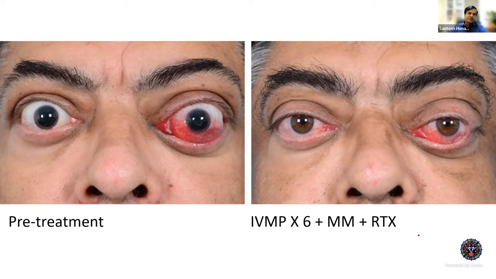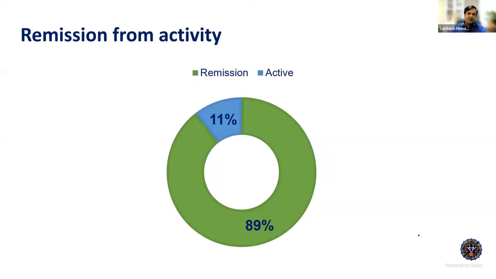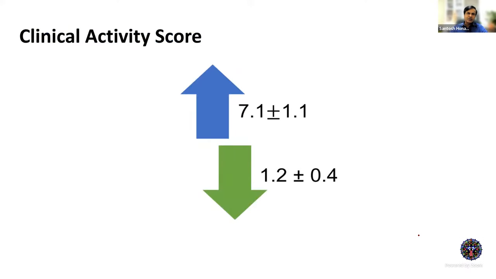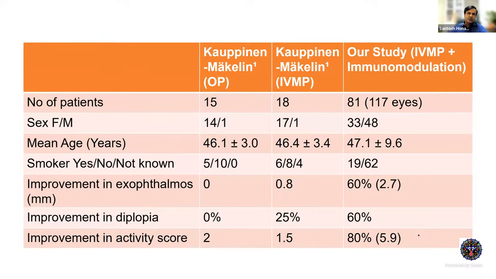Some patients actually need rituximab. This patient needed rituximab after mycophenolate mofetil for remission of activity, and that is seen in about 90% of patients. So what we aim at with medical management is remission from activity, and that is seen in an impressive majority of patients, whereas severity also reduces in about 60% of patients. So this is the clinical activity score to begin with, average of 7.1, and final clinical activity score is 1.2.